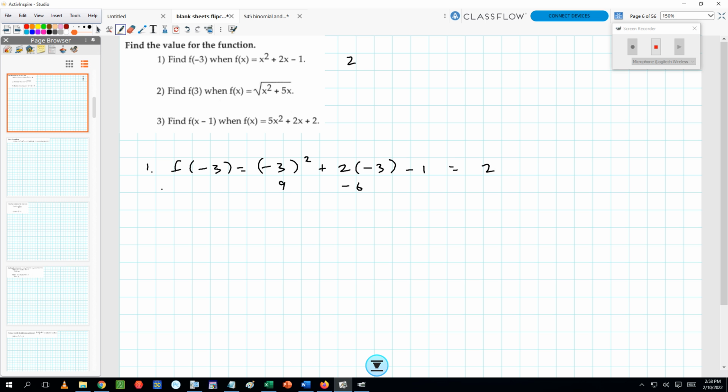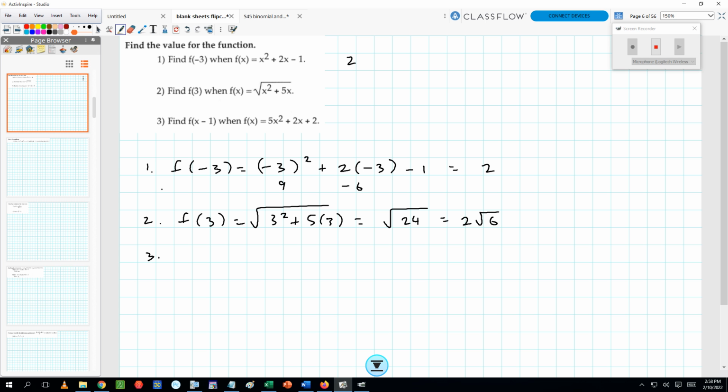F of 3. Square root of 3 squared plus 5 times the 3. 3 squared is 9. 5 times the 3 is 15. So this will be the square root of 24, which is 2 square roots of 6. 24 has a 2 and a 2 and a 2 and a 6. So he's able to pull out a pair. He's able to pull out a 2.